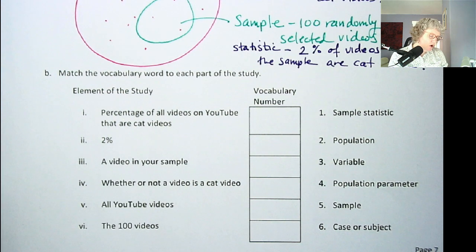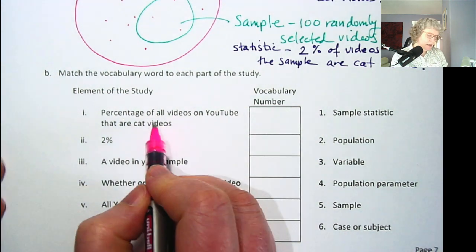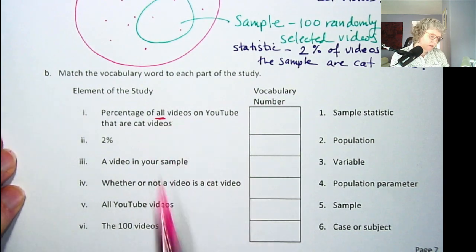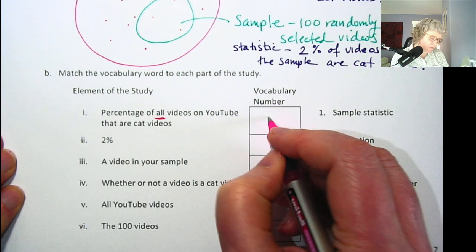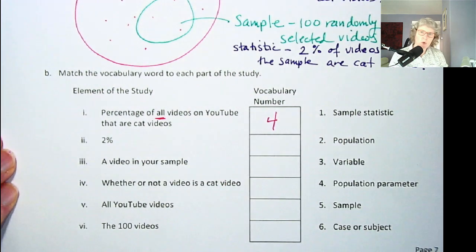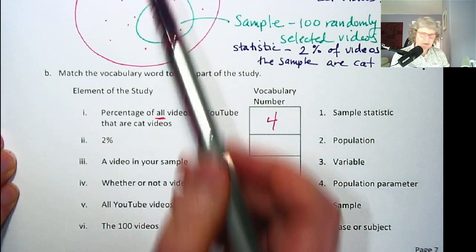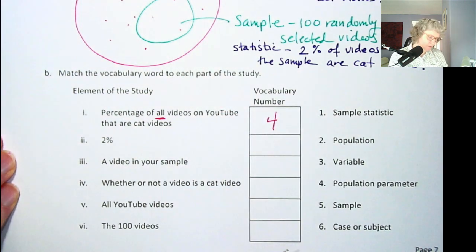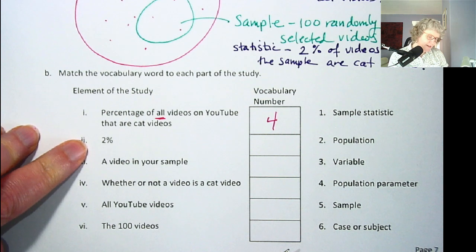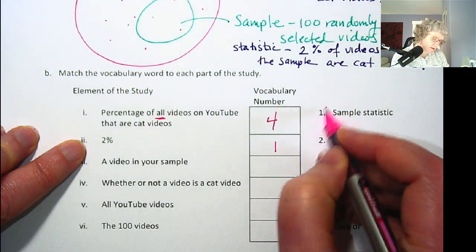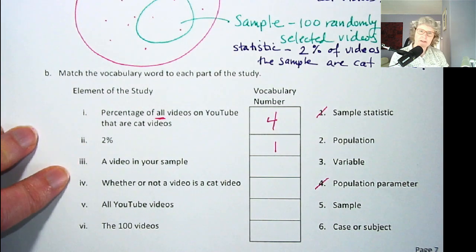Okay, percentage of all, that's a quantity and it's related to the population. So that means that's the parameter. So that's a population parameter, number 4. 2%, now they could have been more specific, but I'm assuming they're talking about the 2% of the videos that are cat videos. That is the statistic. That's number 1. I'm going to cross them off when I'm done because otherwise it's kind of confusing.